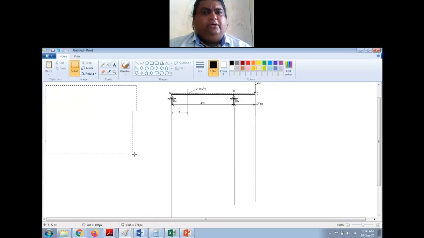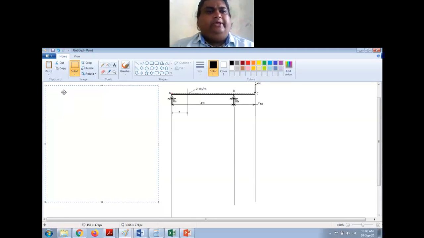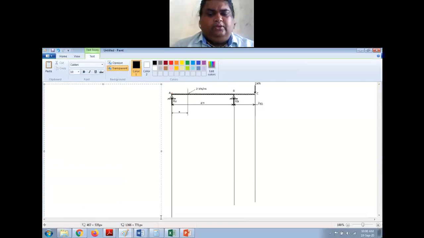So first thing, like we always do, you have to find the support reactions, right? So for finding the support reactions, first thing what I do is sum of all forces is equal to 0. Then I have another condition, sum of all moments is equal to 0.